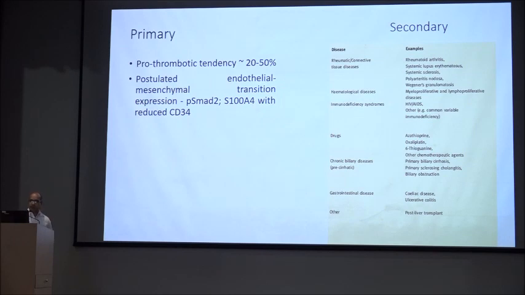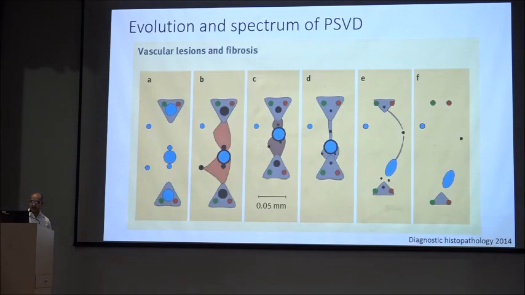The etiology is primarily related to prothrombotic tendencies. Secondary causes may include immune diseases, hematological conditions, immunodeficiency, drugs, chronic biliary conditions, and gastrointestinal diseases like celiac disease and ulcerative colitis. So how does the evolution of PSVD occur?